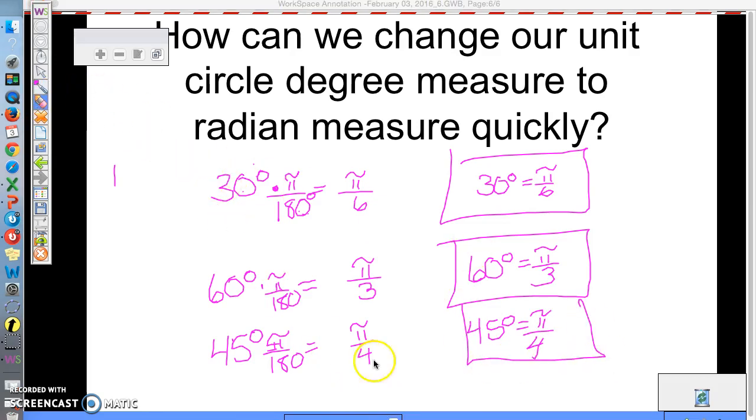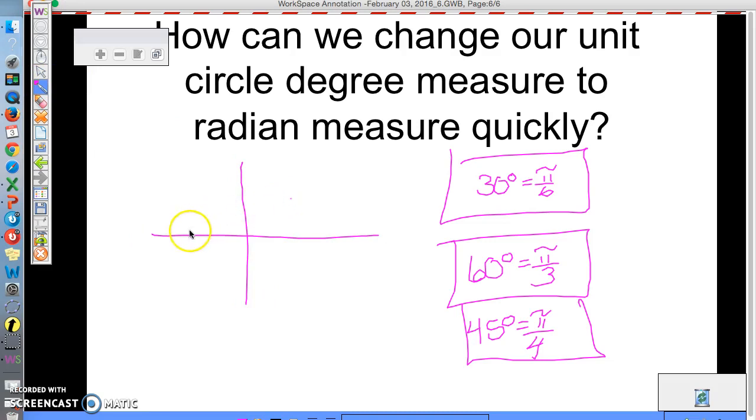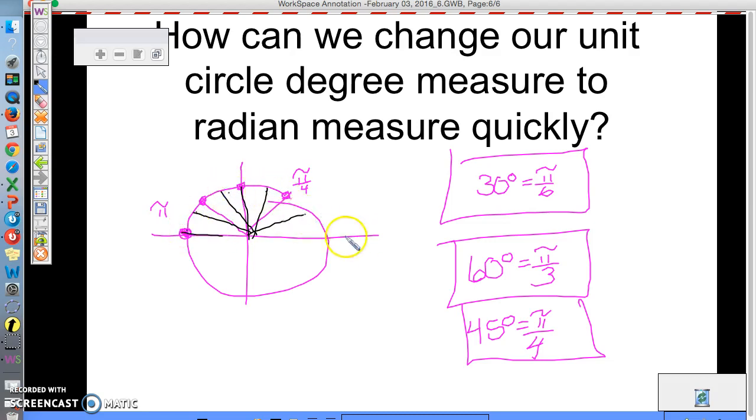Some of you may like to see it another way too, because there's quite a few different ways to visualize this. If in our unit circle, we know that over here is equivalent to pi. So if we look at our 45s, 1, 2, 3, 4, so this is equivalent to pi over 4. And you can do similarly for 30. We'd have 30, 60, 90, 120, 150, 180. So that's 1, 2, 3, 4, 5, 6. So 30 degrees is pi over 6.